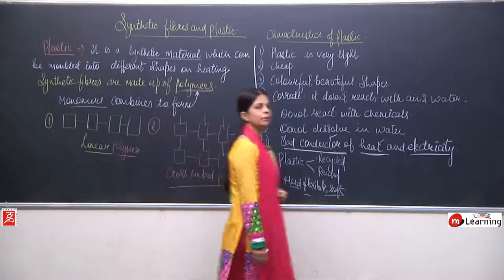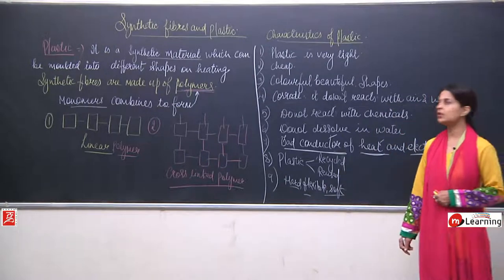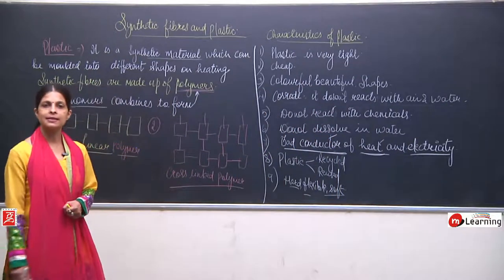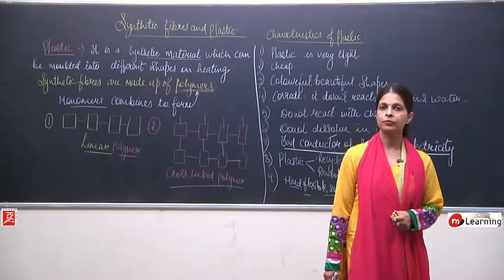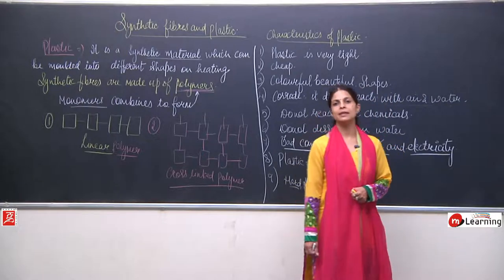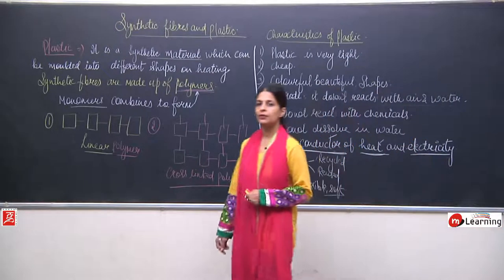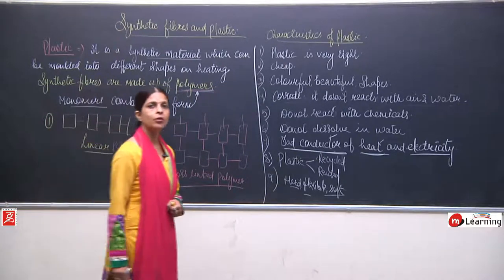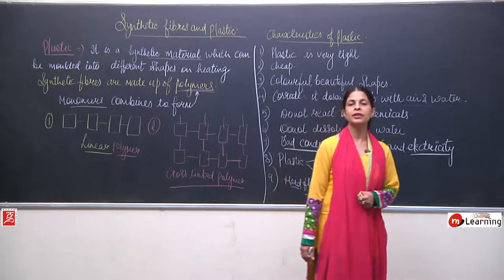So these are all the important characteristics of plastic, and the definition, what is plastic, and the reason why we use plastic. Plastic is a synthetic material which is made up of polymers, as other fibers are. Polymers are made up of small units known as monomers. When many monomers combine, they form polymers. The important characteristic features of plastic are that it is very cheap, it is light, it doesn't corrode, it doesn't dissolve, and it doesn't react with air, water, or chemicals.